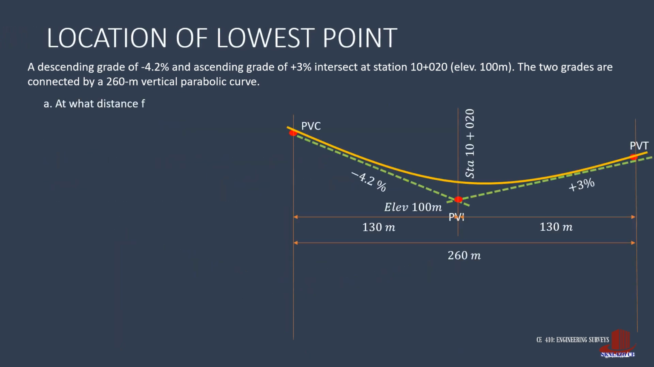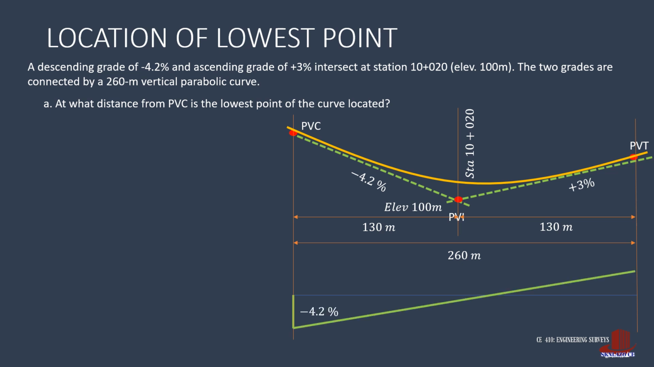First is to verify the location of the lowest point from PVC. This can be computed using the grade diagram. So let's illustrate this first. From PVC, the grade goes downward at 4.2. Then, this connects way up to PVT with positive 3. The inflection point locates the lower point of the curve, marked as W.